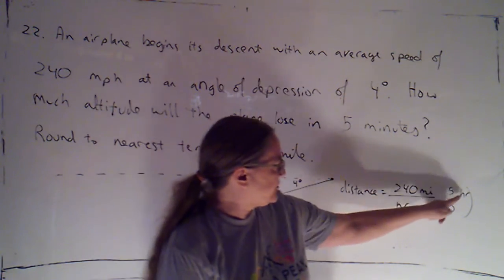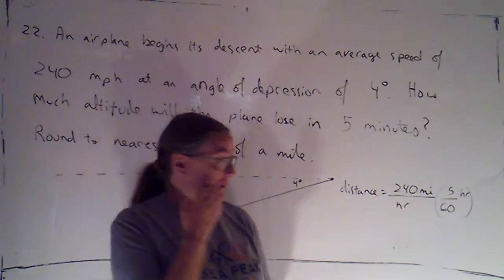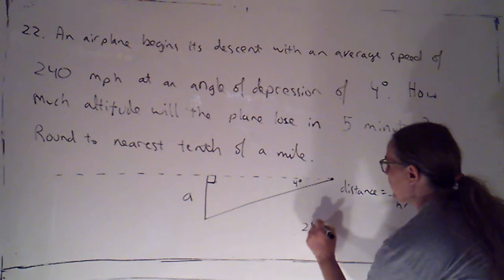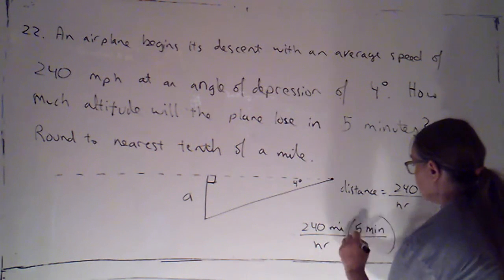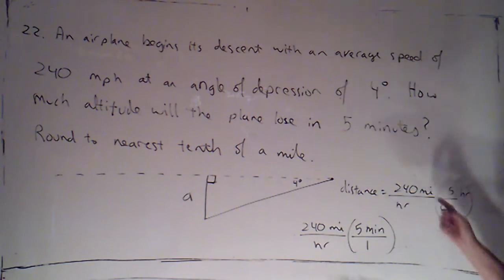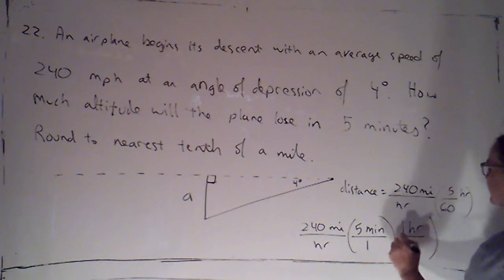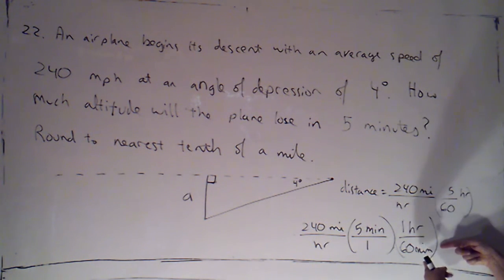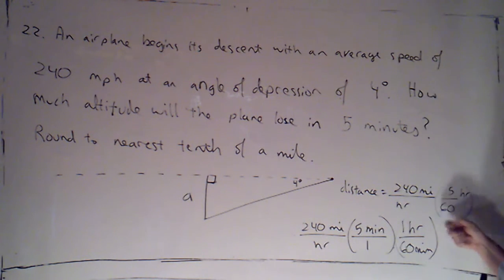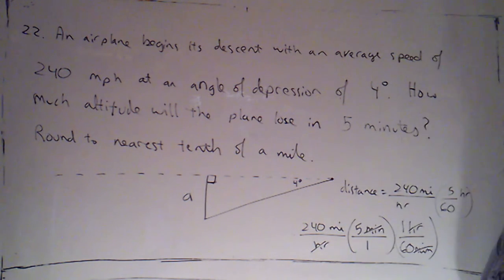Then I can see those hours would cancel, and I'd be left with miles, which is what I want. Another way I could think about that is I'm taking my 240 miles per hour, I'm multiplying it by 5 minutes, and you just put that over 1. Right now, none of my units would cancel, but I could say that 1 hour is the same as 60 minutes. So I could multiply by this form of 1, that same amount of time, 1 hour, just expressed in different units, and then I can see my hours cancel, my minutes cancel, and I'm just left with miles.